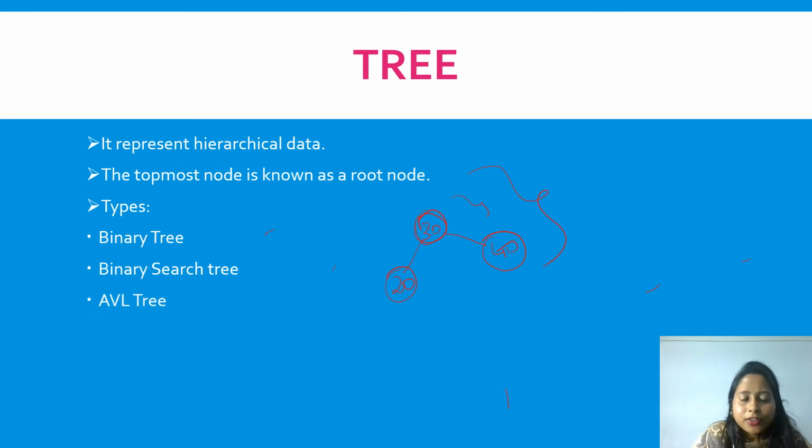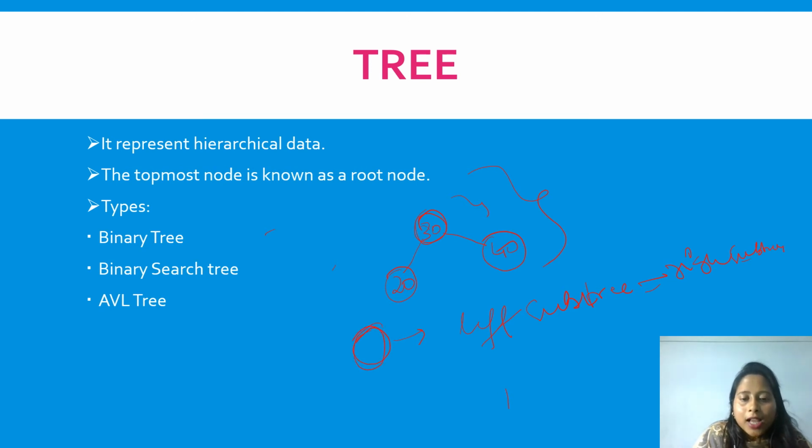Next is an AVL tree. AVL tree is a height-balanced tree where each node should be balanced and the balance factor is calculated in terms of left subtree minus right subtree.